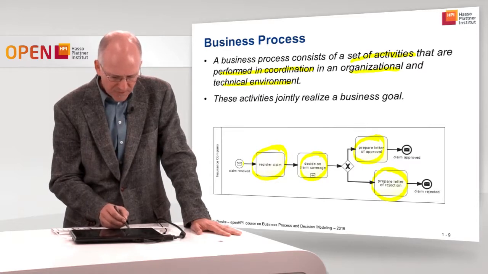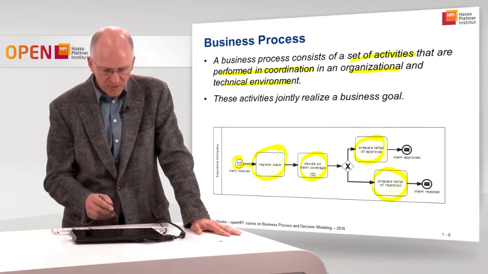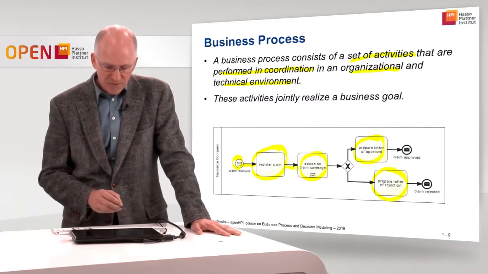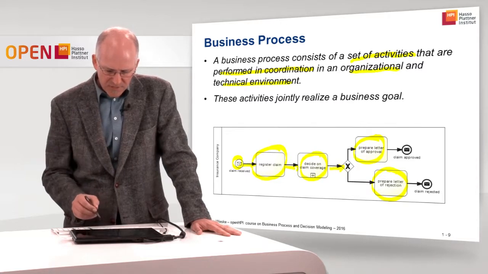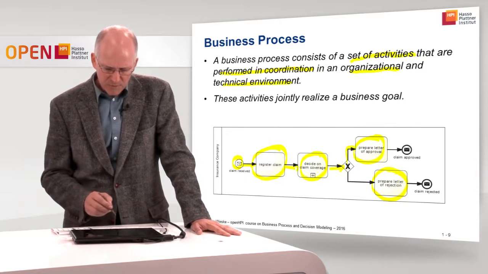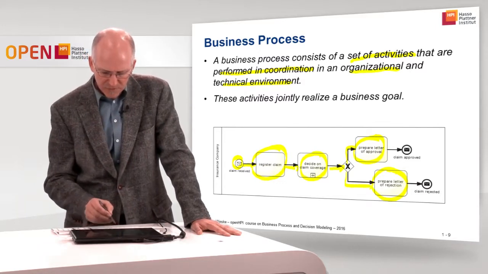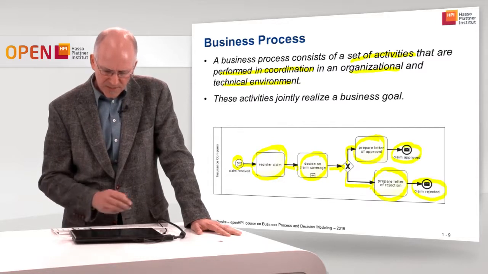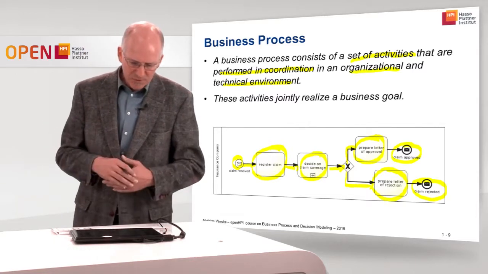So the first thing that happens is a claim is received. Once the claim is received, an activity register claim is executed. Once the claim is registered, we need to decide on the claim coverage. After we decide on the claim coverage, two different things can happen. Either we prepare the letter of approval, or we prepare the letter of rejection. And finally, either the approval is sent or the claim is rejected. So that's an introductory example of a business process.